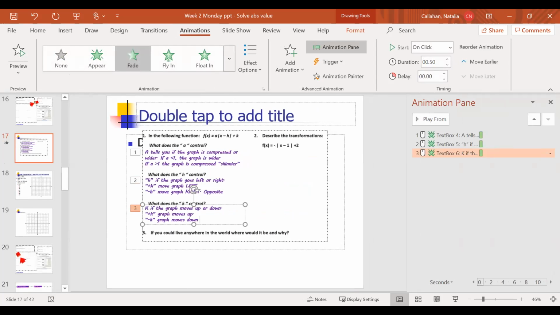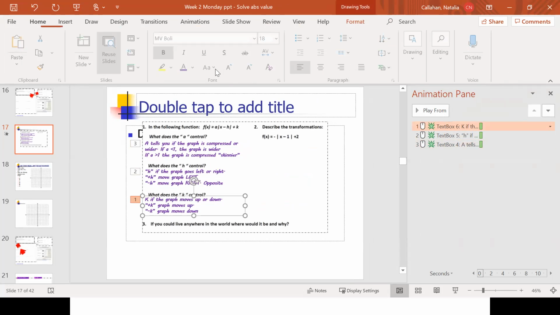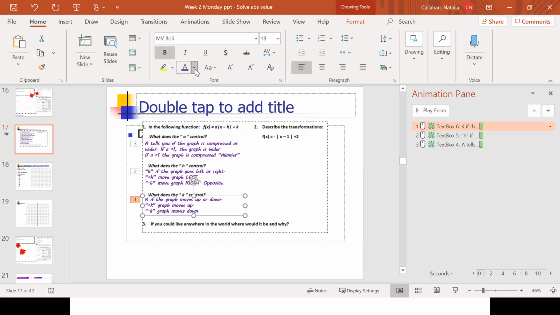I'm going to change this a little bit. And I'm going to change this color a little bit so that way it's a little bit easier to read.